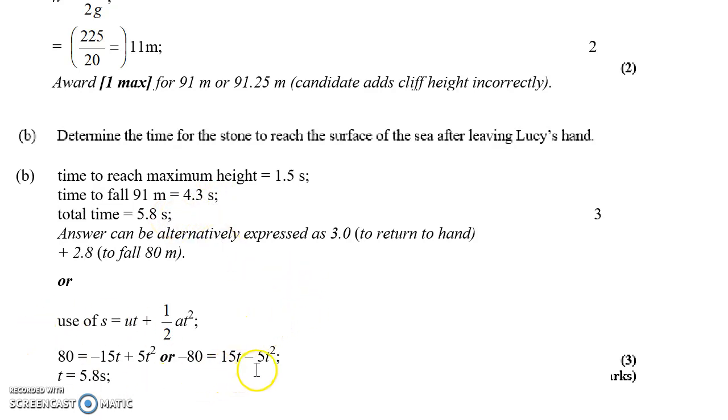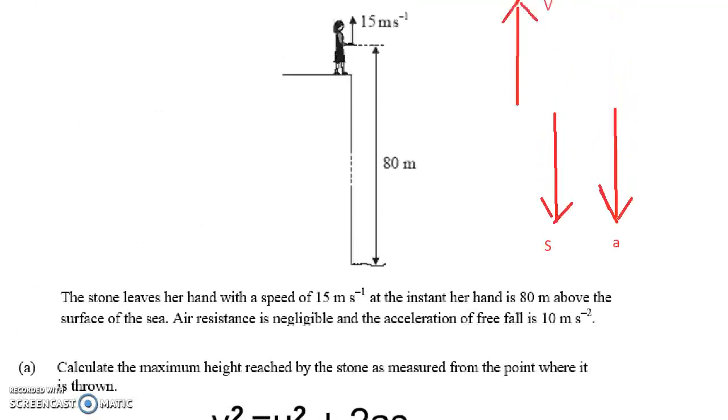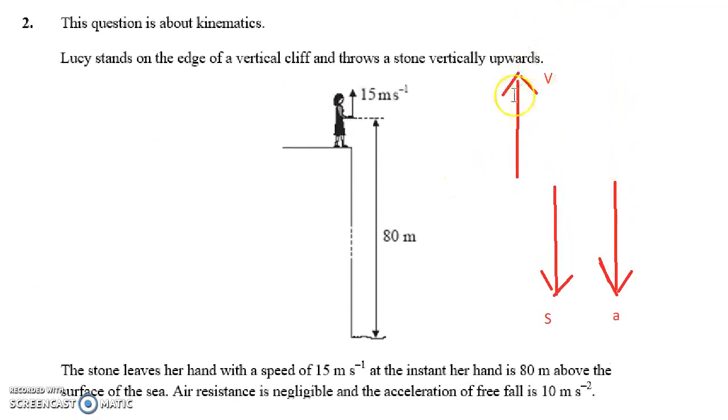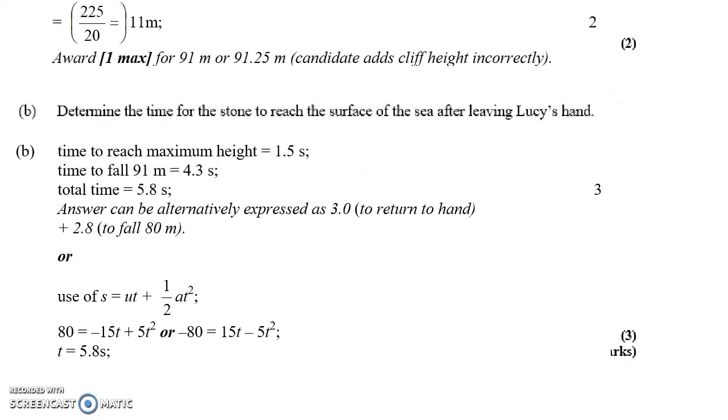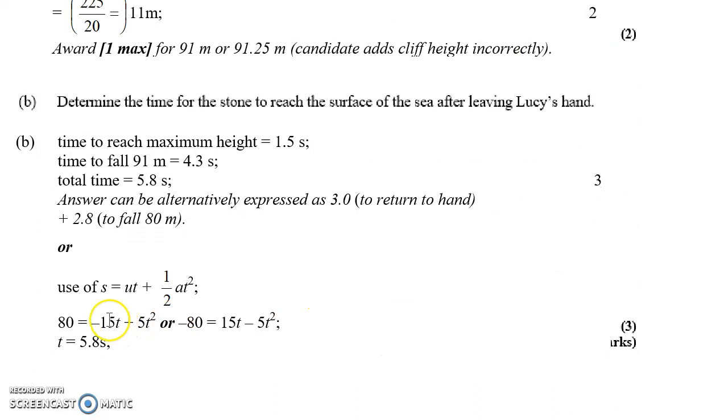Alternatively, you can use this application of the SUVAT. Now, to do it correctly, you just need to get your pluses and minuses in the right order. So the initial velocity was positive, or was upwards, which I'm going to call positive. The displacement is down 80 meters, and the acceleration is down 10 meters per second squared. Now, if you put those signs in, so positive, negative, negative, then we get this application here on the right.